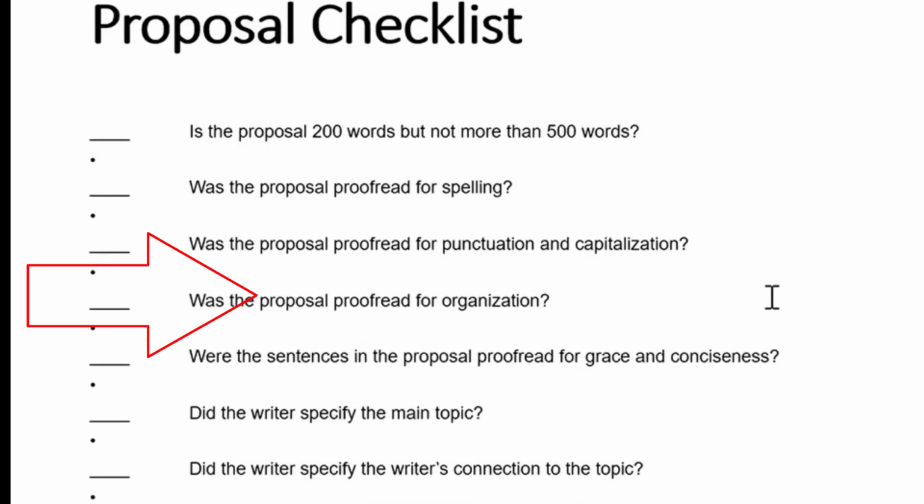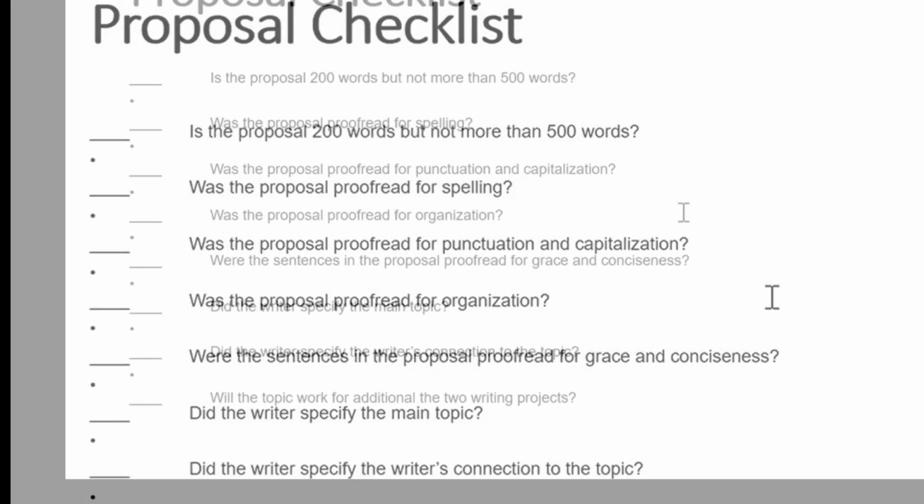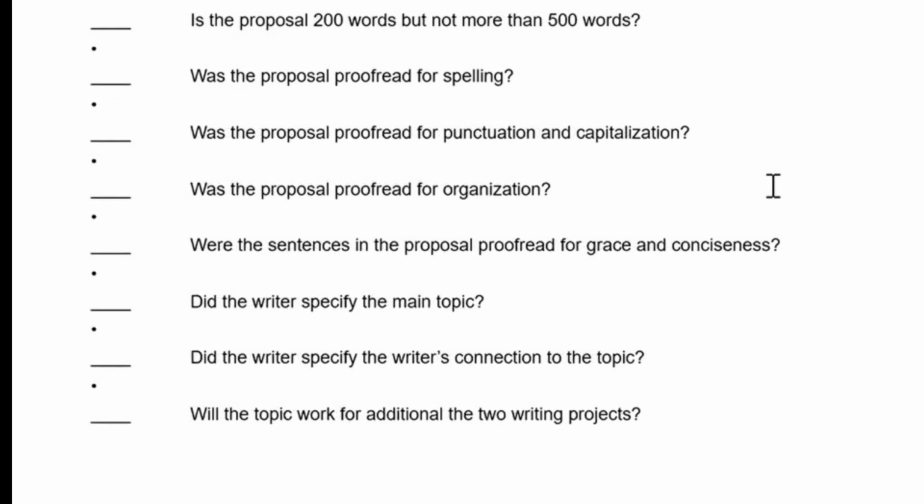Is there a statement of what the main discussion is going to be in the proposal, like what has the writer decided and why, and then some supporting details? We'll get into more things about the sentence level as we go forward, but are they graceful and are they concise? Is there a main topic in the proposal? And did the writer specify their connection to the topic?